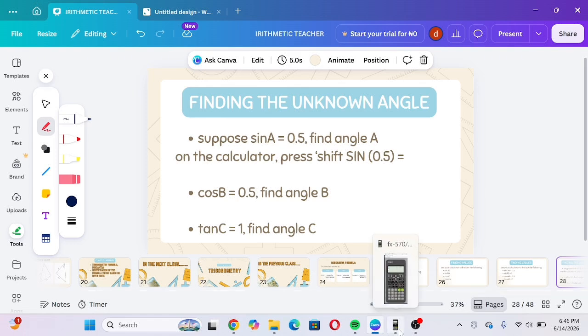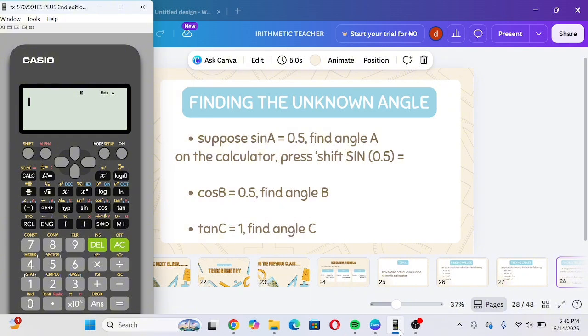The next thing is finding the unknown angles. In this case, you'll be given the values and you'll be asked to find the angles. To do so, you must take note of this. Following my cursor, you can see shift. When you press your shift, you see S will appear here on your screen, right? That is the first thing you need to do. In the first question, we're asked to find the angle A if sine A is equal to 0.5. So you click on your shift, then sine, then the value 0.5 and equal to. It gives you 30 degrees. So the angle is 30.